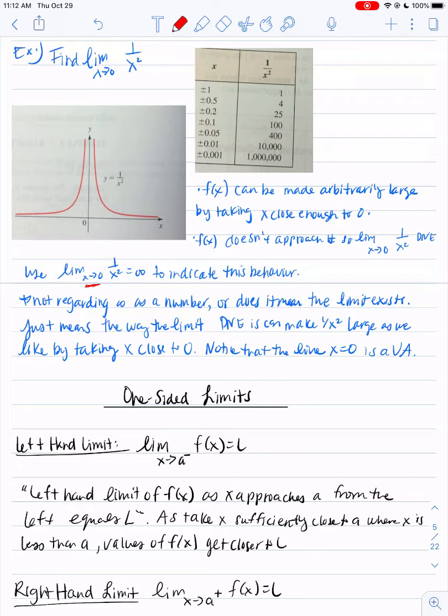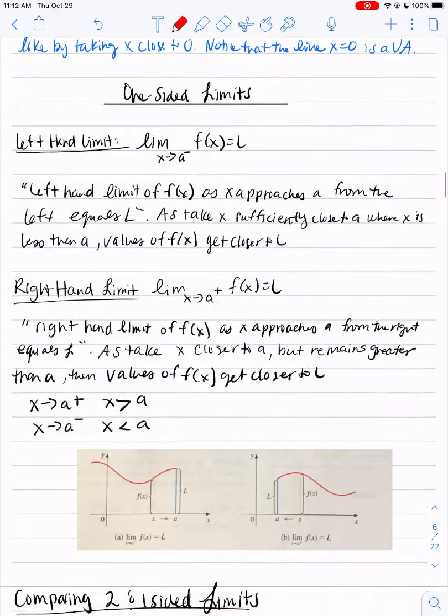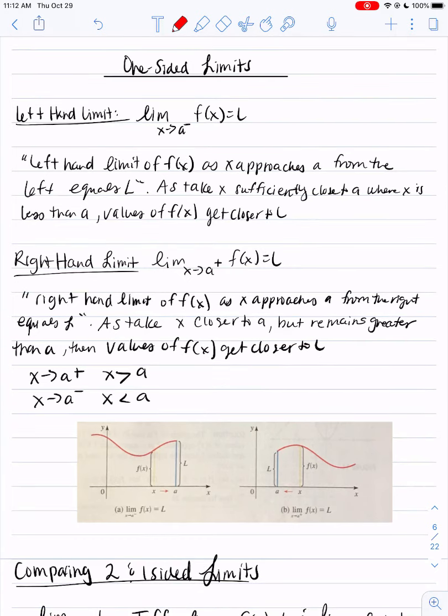So when the limit of a function goes to infinity, whatever that x approaches, a, whatever that a value is, that's going to be our vertical asymptote. Okay, so for one-sided limits, we've kind of looked at this by looking at values on one side of a value. So we have a left-hand limit. You have the limit as x approaches a, and then the negative sign represents the left-hand, of f of x equals L. So the left-hand limit of f of x as x approaches a from the left equals L.